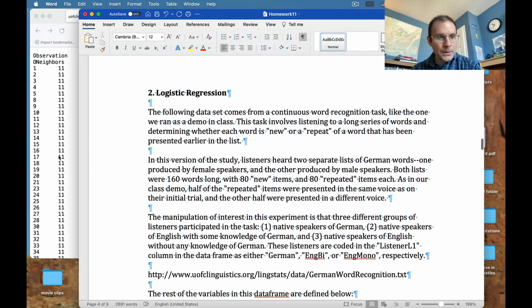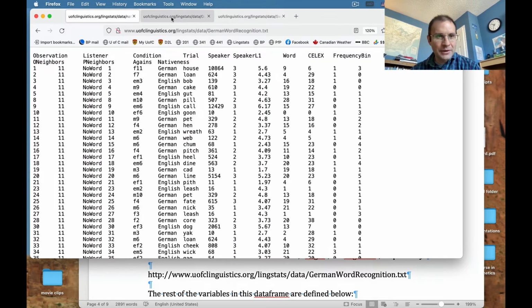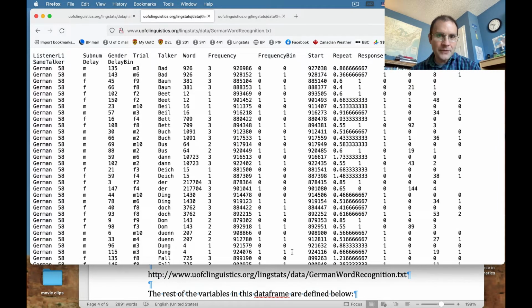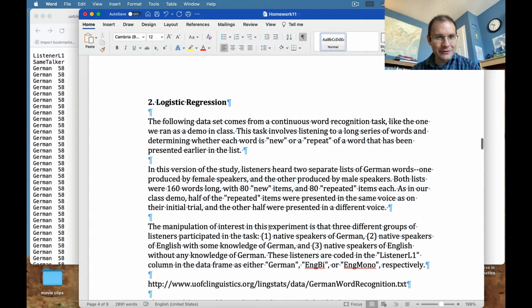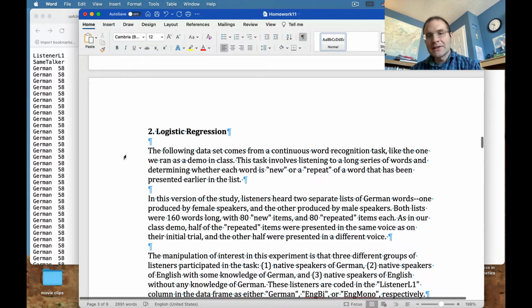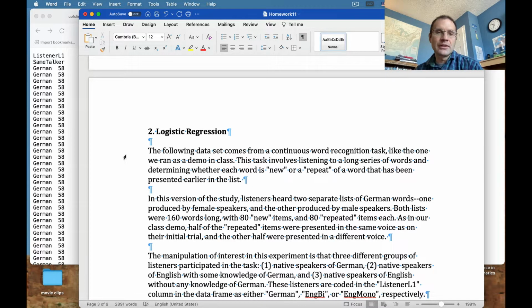Okay, to logistic regression, we have a different data set for this. This one also involves German. I went through a phase in my life, what can I say. So the following data set comes from a continuous word recognition task, like the one we ran as a demo in class. This task involves listening to a long series of words and determining whether each word is new or a repeat of a word that has been presented earlier in the list.